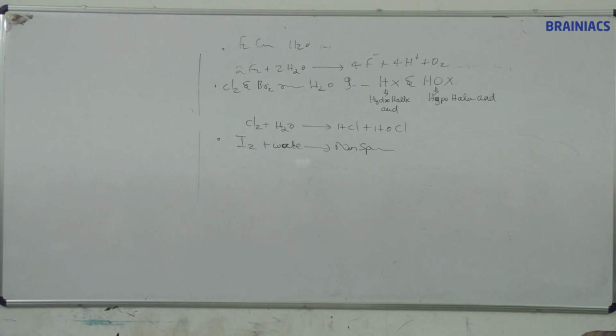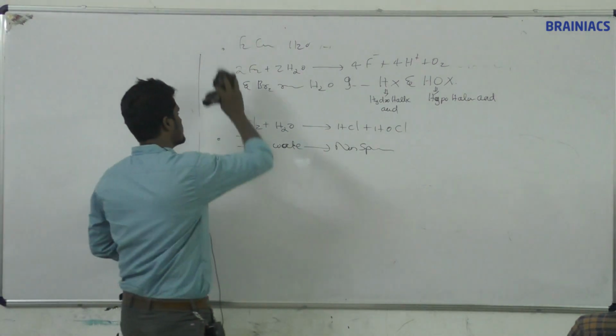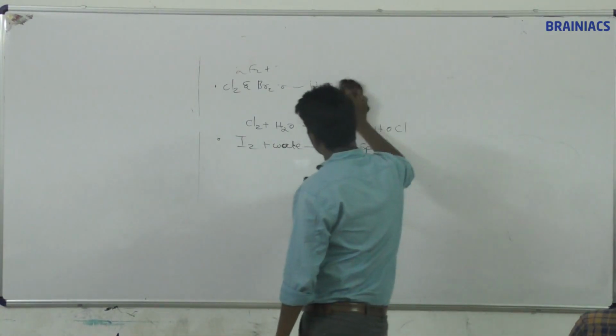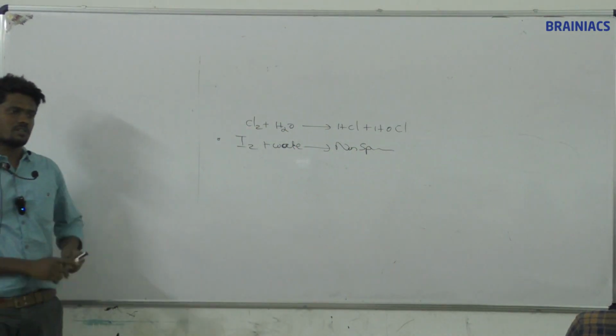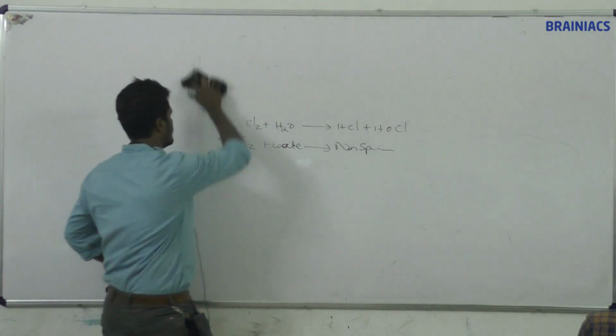Okay, general properties of halogens. So these are the general properties of halogens. Fluorine can oxidize water. Cl2 reacting with water gives HX and HOX. Reaction of iodine with water is a non-spontaneous one.